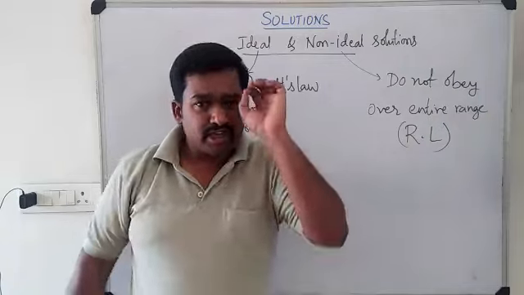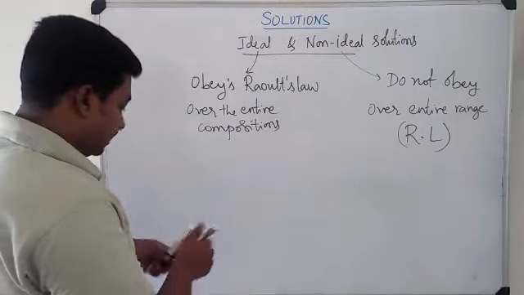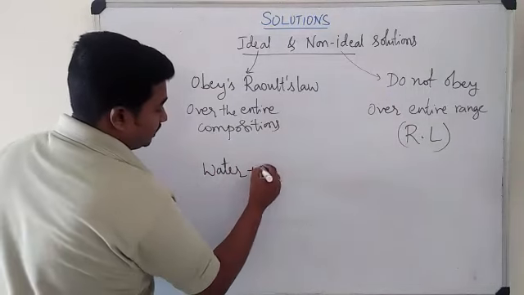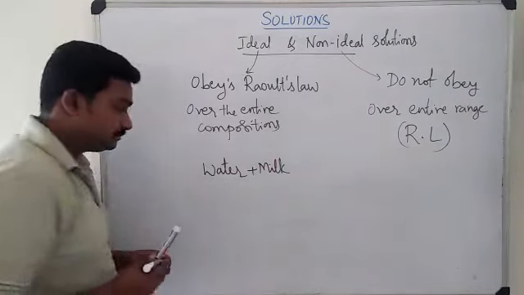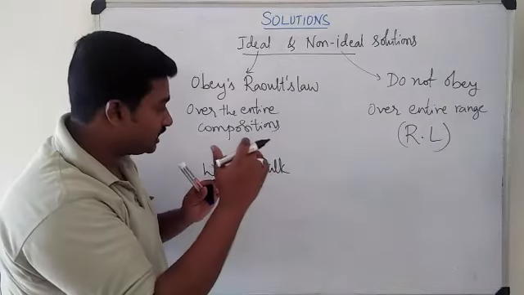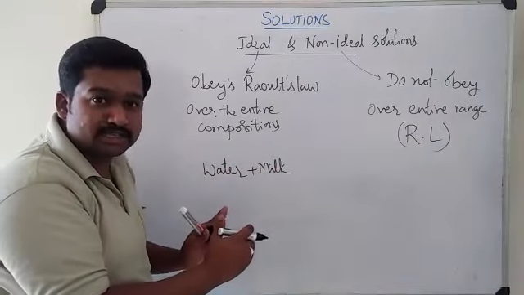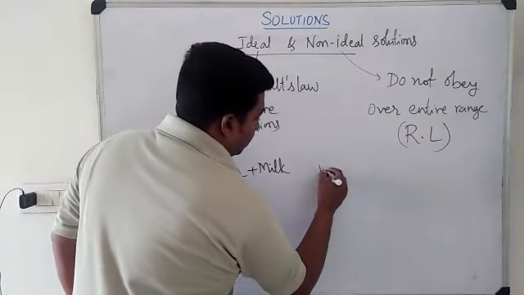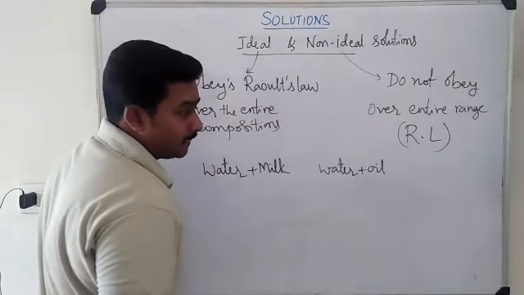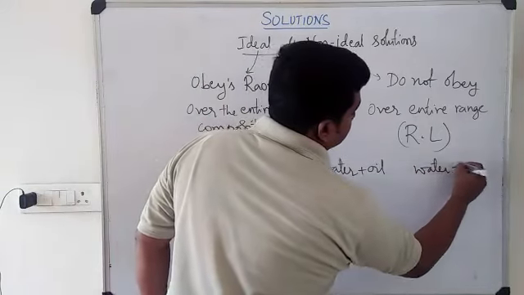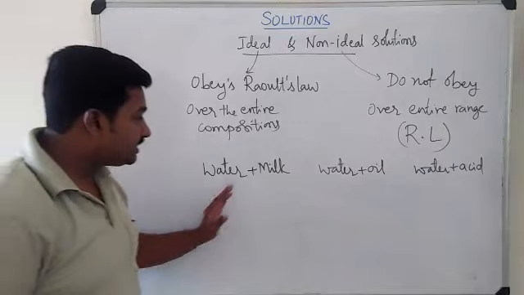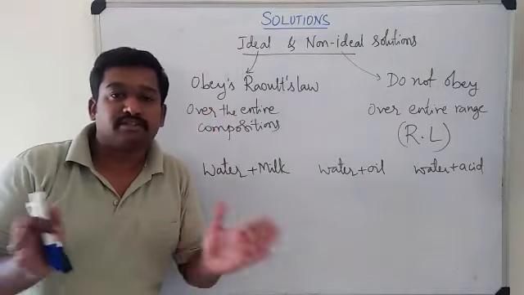I would like to give you a very simple example which you may easily understand. Let's say water solvent is mixed with milk, water plus milk. Of course, these are not ideal example cases. I'm just giving you examples to make you understand this. The second case I will consider is water plus some vegetable oil. And the third case, water plus some mineral acid. In these three cases, you may clearly identify the difference.